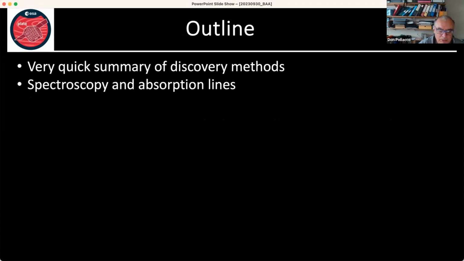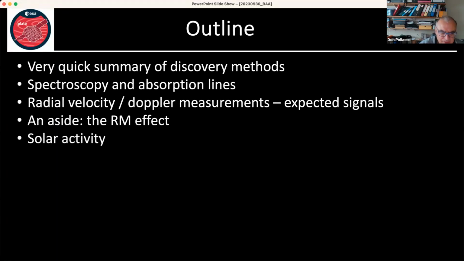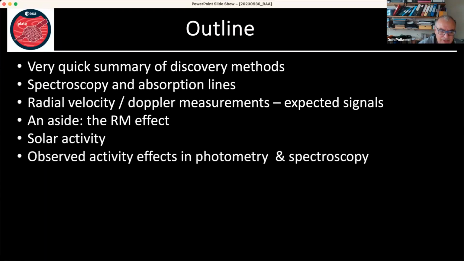I'm going to talk about spectroscopy quite a lot in this, and about how absorption lines are formed, because that's where you can see keys to activity. So I'm going to talk about how we measure radial velocities, and the kind of signals you might expect. I don't think I will talk about the Rossiter-McLaughlin effects, so ignore that one. And I'm going to talk about the sun and activity on the sun, because that's the nearest star that we can study in enough detail.